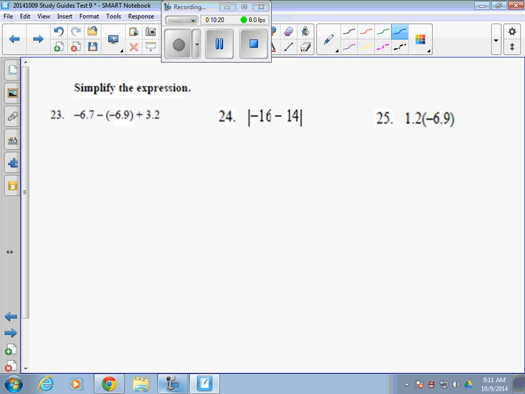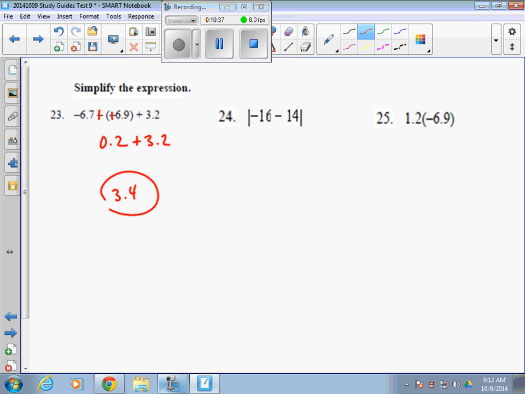Number 23, simplifying these expressions. Anytime you have minus a negative, it means plus a positive. Negative 6.7 plus 6.9 is going to be 0.2, plus 3.2 is 3.4 when you combine them.